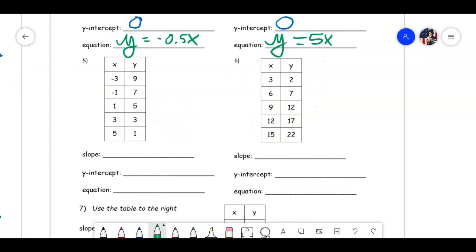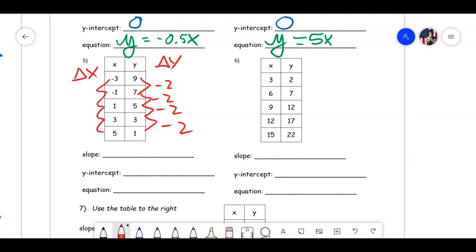So what was the change in y? Negative 2. So down 2 each time. So that's the change in y. What's the change in x? Adding 2 each time. Okay, so my slope is what over what? Which is -1, right? We're just reducing the slope. Negative 2 over 2 is -1. Am I right or no?